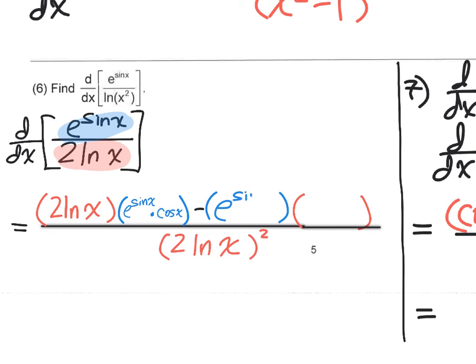e to the sine x, d low. So derivative of 2 times the natural log of x is what? 2 over x. If you want, you could write it as 2 times 1 over x. Either way, because we're not going to simplify this anyway. If we were to simplify it, the best we could do would be to pull out an e to the sine of x, but it wouldn't clean up any further than that. So this is not something I'd ask you to do anything more than what we just did.